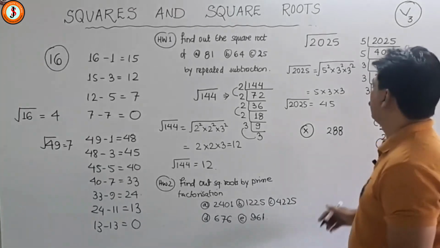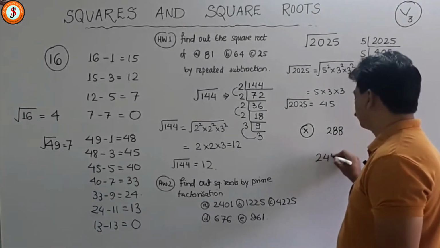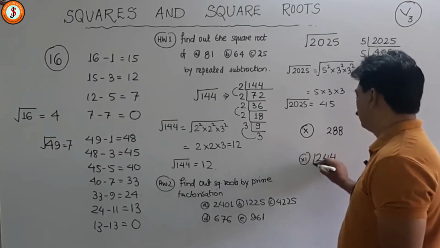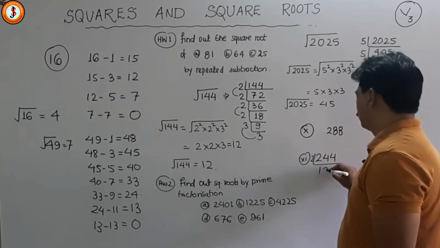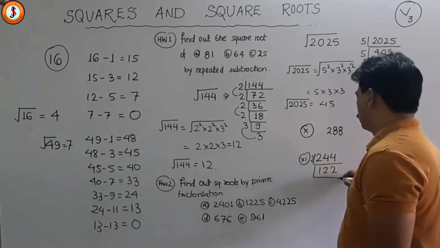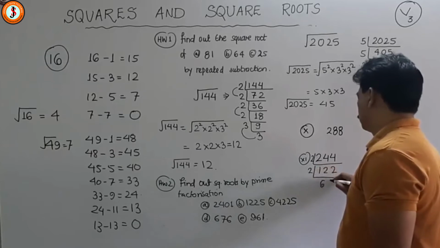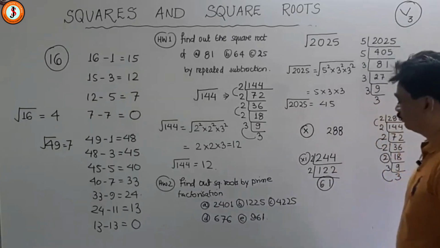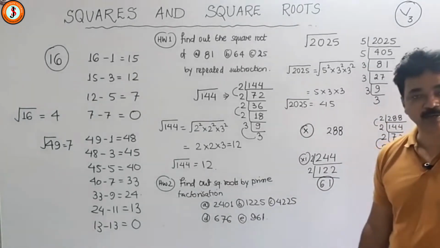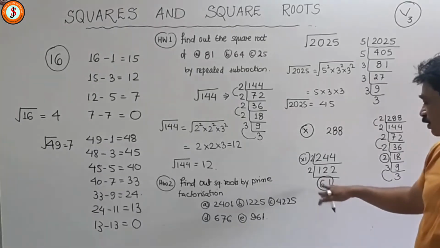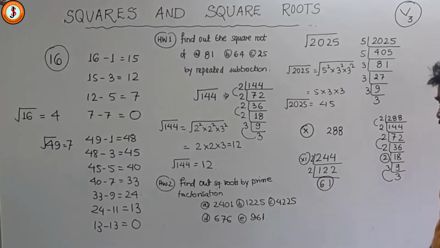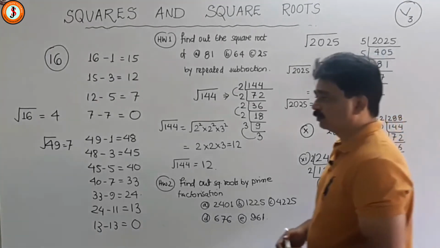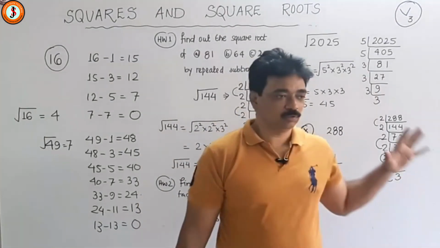Say for example, if somebody tells me 244, so 244, let me name it as question number 11. I will go with the prime factorization. So here I am getting stuck. Now there is no number which multiplied by itself is 61. 61 itself is a prime number and it is not having any pair. So that means this is not a perfect square. So you can do a lot of exercises of your book on this.